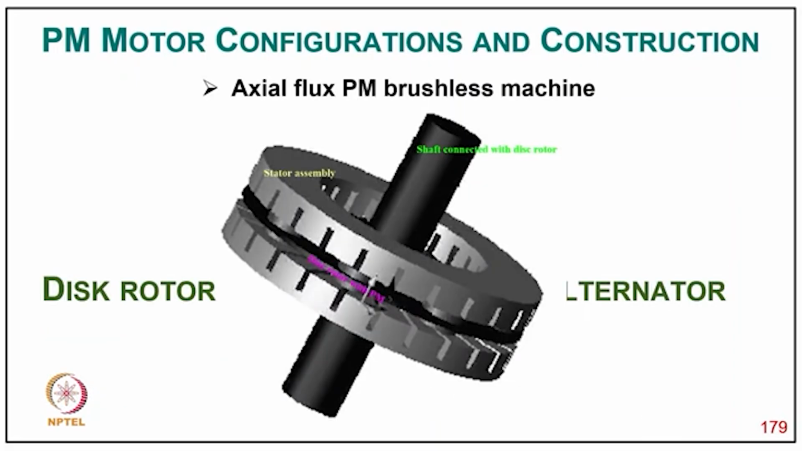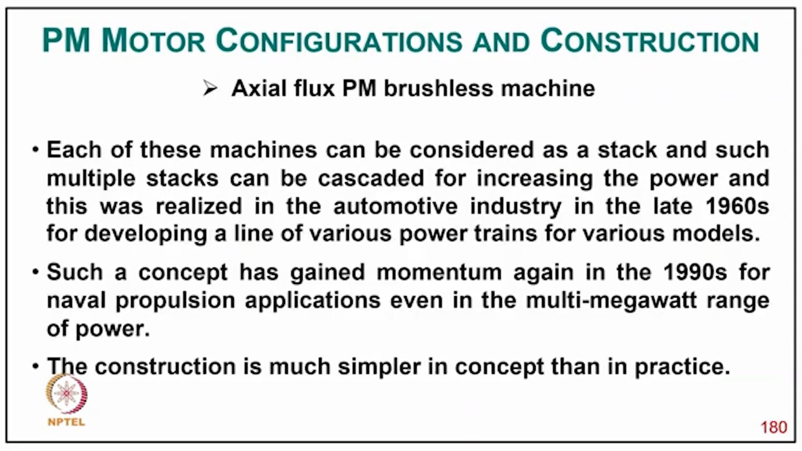And the disc motor is used for alternators, where the magnet is in disc form in between. So there is virtually no ferromagnetic material on the rotor, only a disc of synthetic bonded permanent magnet, rare earth material. Each of these machines can be considered as a stack of such multiple stacks, cascaded for increasing the power. That is why automobile industries realized it in the late 1960s for developing a line of various powertrains for various models, and such a concept gained momentum again in the 1990s for naval propulsion applications, even in the multi-megawatt range of power. The construction is much simpler in concept than in practice.